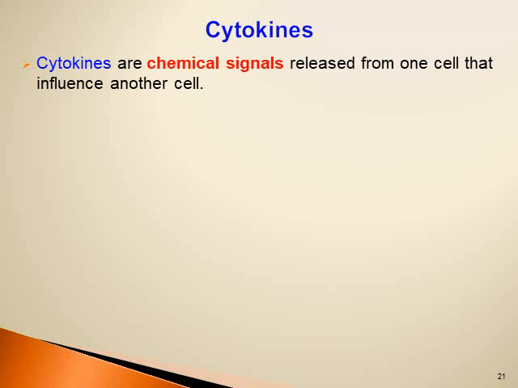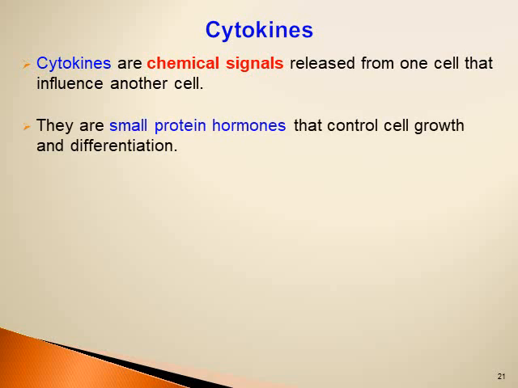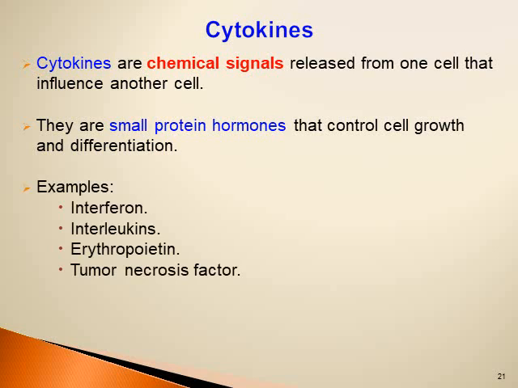Cytokines. We mentioned the word cytokines in the previous slide. So what are the cytokines? Cytokines are chemical signals or chemical molecules that are released from one cell and influence another cell. They are small protein hormones that control cell growth and differentiation. Examples of cytokines that you will encounter in different courses in phase 2 are interferon, interleukins, erythropoietin, and the tumor necrosis factor.